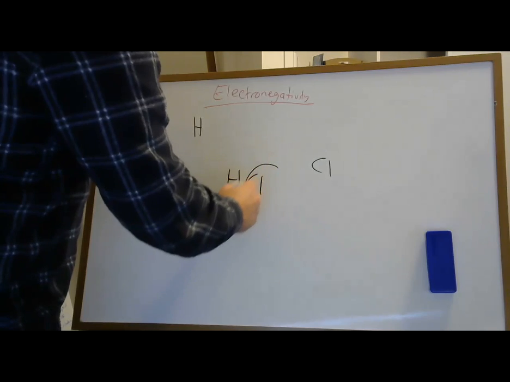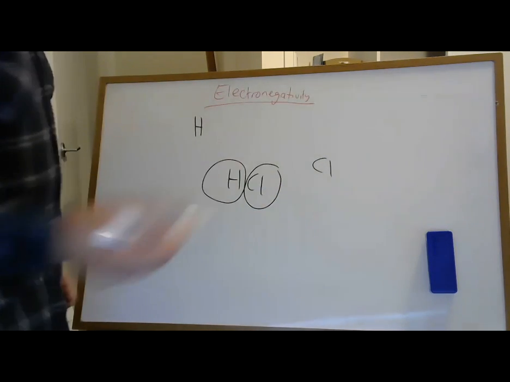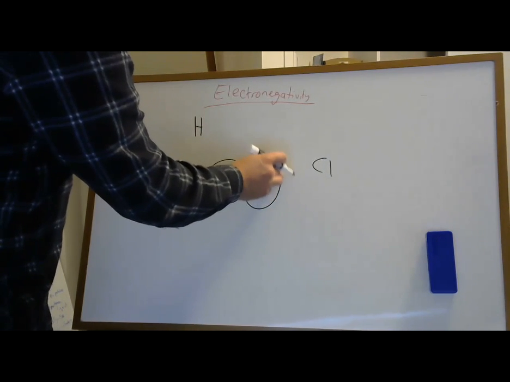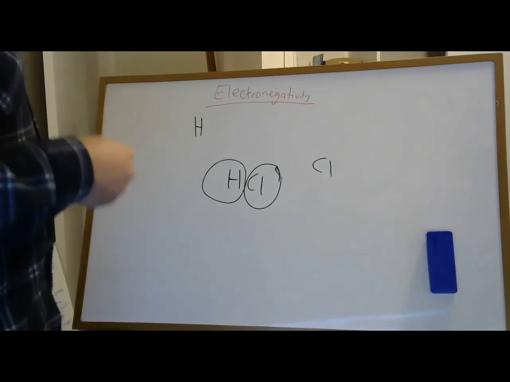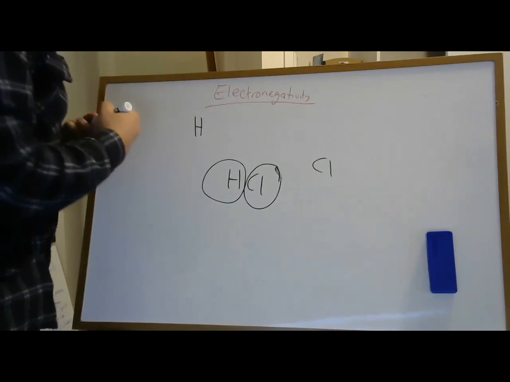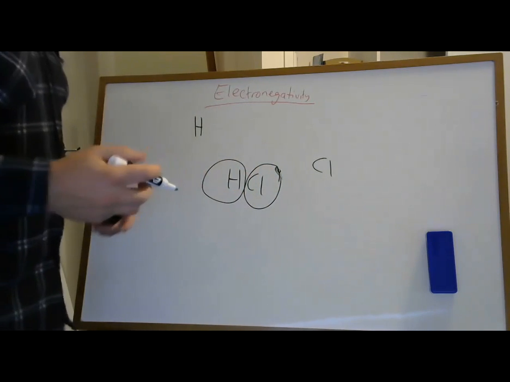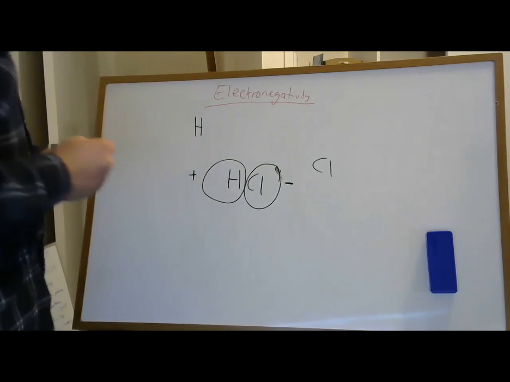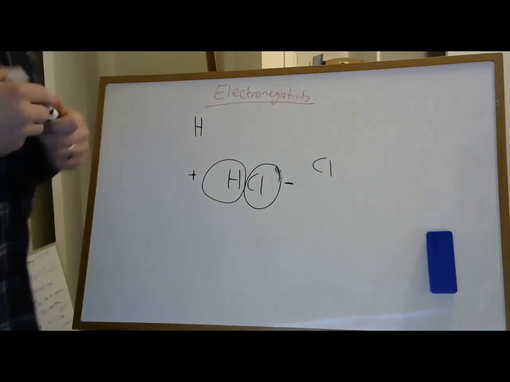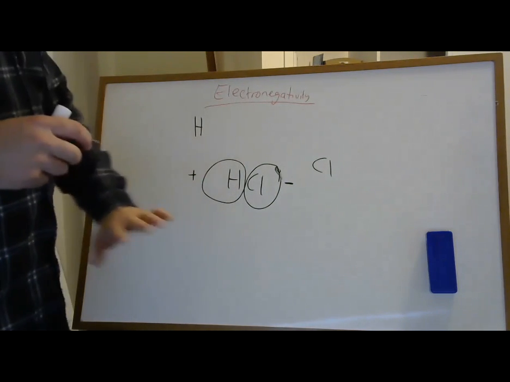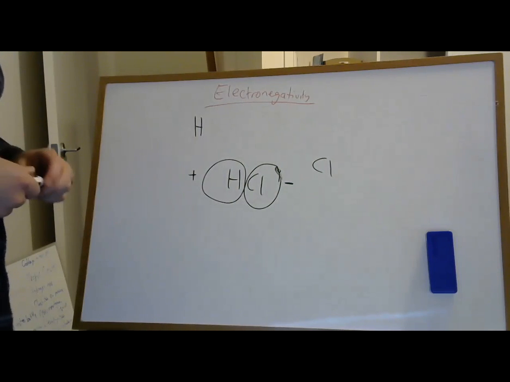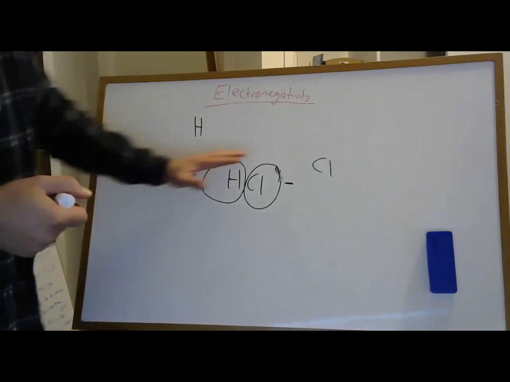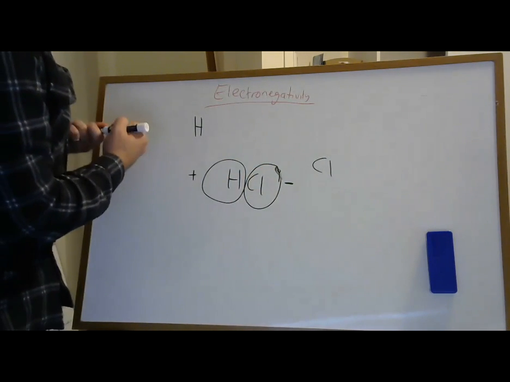if we put that as their outer shell, chlorine will hog the shared electron. So chlorine will become negatively charged and hydrogen will become positively charged. Now, this is what we call a temporary dipole. This electron will eventually make its way back to hydrogen.